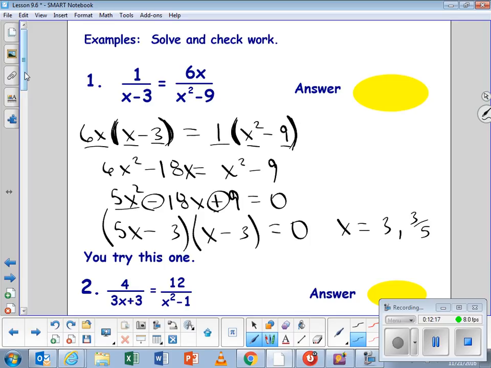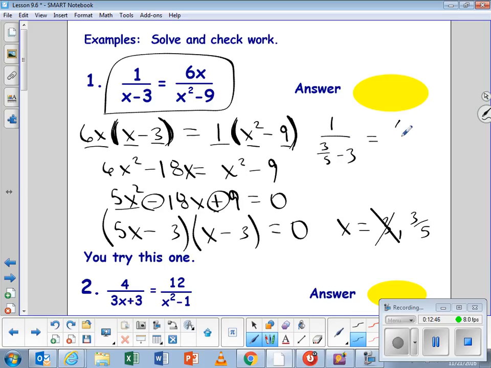Okay? So let's look here. What do we think about 3? When we throw 3 in here, is that going to work? No. Because what's 3 minus 3? And what's 1 divided by 0? Undefined. So that doesn't work, does it? So 3 is not going to work. Okay? Now if I plug 3/5 in there, I'm going to get 1 over 3/5 minus 3 equals 6 times 3/5 over 3/5 squared minus 9.